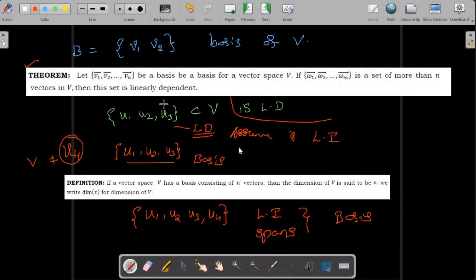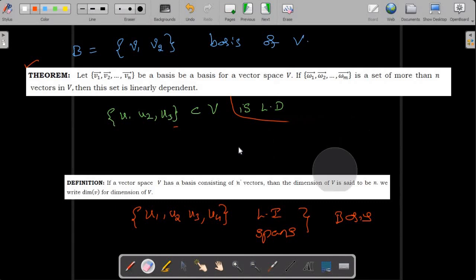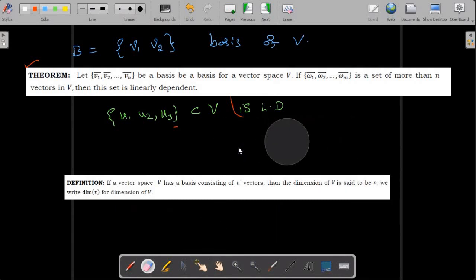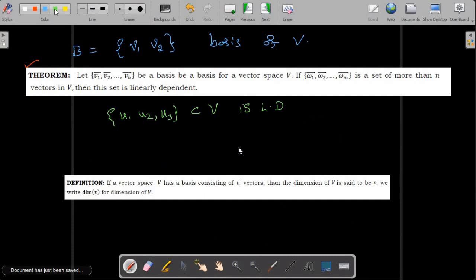If someone says, sir, this doesn't satisfy me, prove it this way, how do we prove it? Take a linear combination. If you can find at least one alpha which is non-zero, then we can say that this set is linearly dependent, right? Okay, so let me try to prove that in that way only. We want to prove this set is linearly dependent, provided v1 and v2 is a basis set. So alpha 1 u1 plus alpha 2 u2 plus alpha 3 u3 equal to 0.